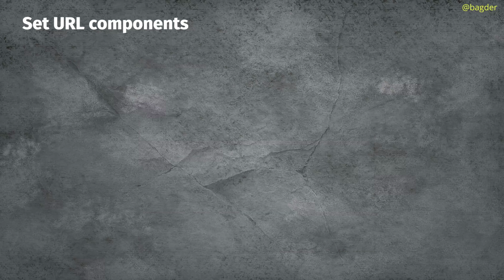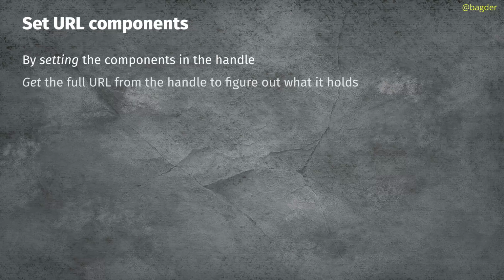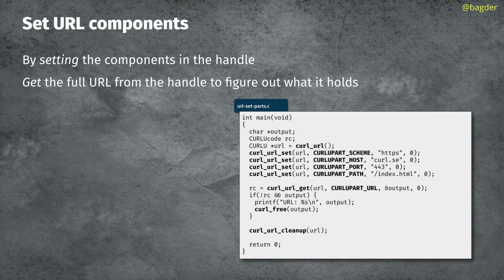So you can then also set individual components. You don't have to set the entire URL at once. You can set a different component. You can set the host name, port number, scheme, and then get the full URL out of that. For example, like this.